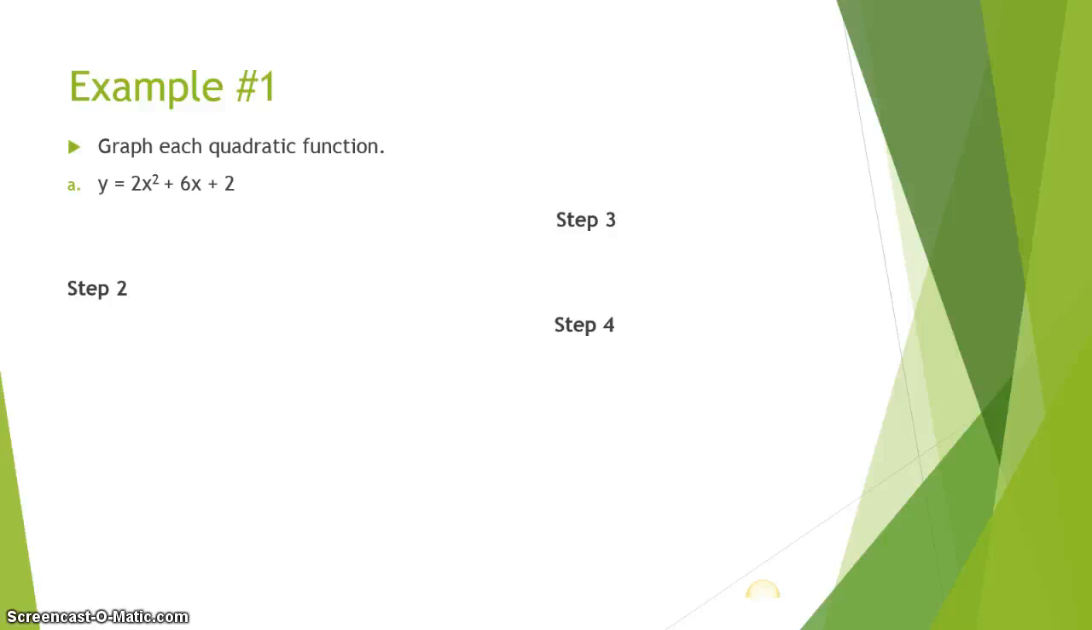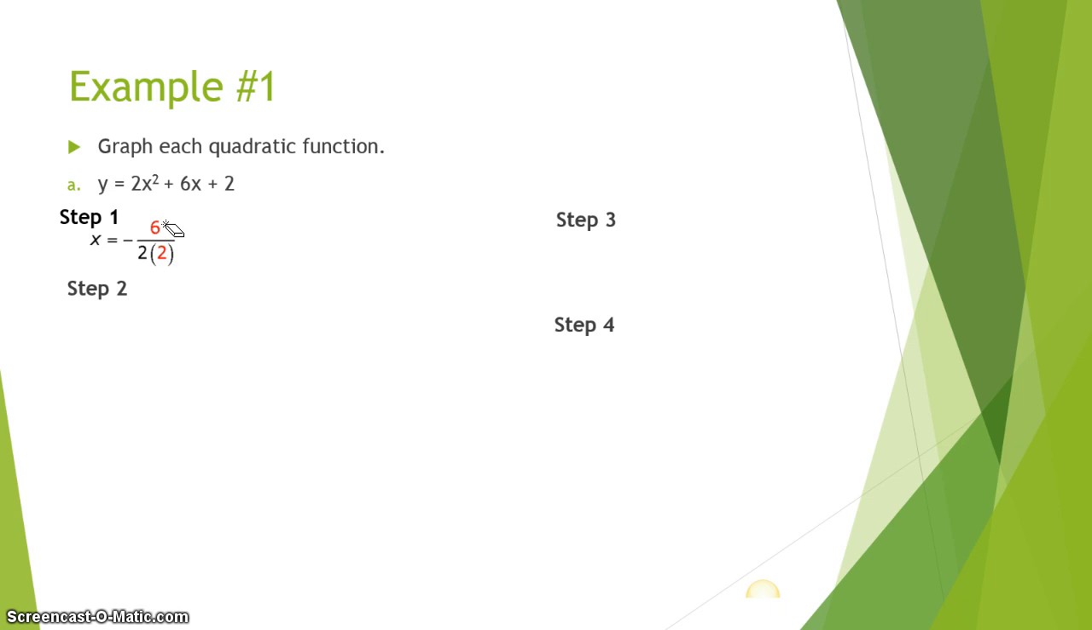Here we go. We want to graph this quadratic function. So we have y equals 2x squared plus 6x plus 2, and the steps are going to walk you through how to solve this. So for our first step, we're going to find the axis of symmetry using the formula -b over 2 times a.